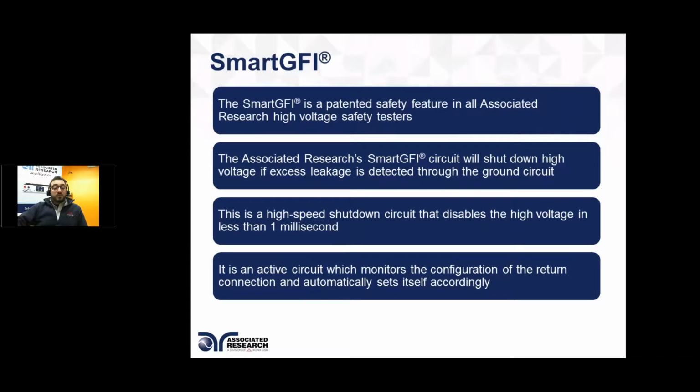And the reason why it's shutting off the output is to protect the user, because the assumption behind the Smart GFI measuring any current that's not returning back to the return connection is that that current is probably flowing through an operator. This is a high speed shutdown circuit that disables the high voltage in less than 1 millisecond. This is how it protects the user. And again, it is an active circuit which monitors the configuration of the return connection and automatically sets itself accordingly.